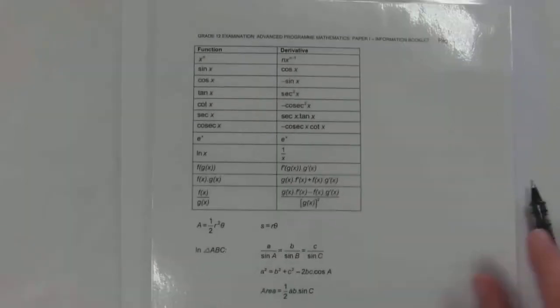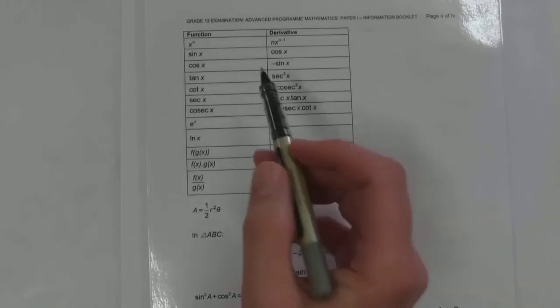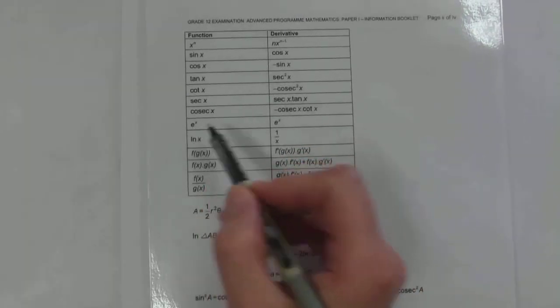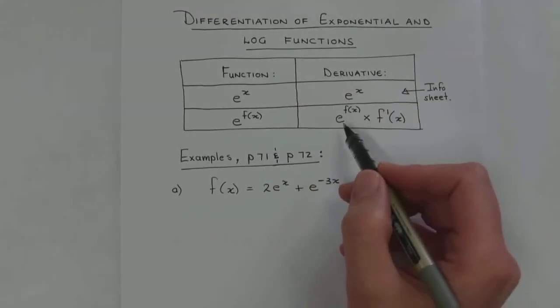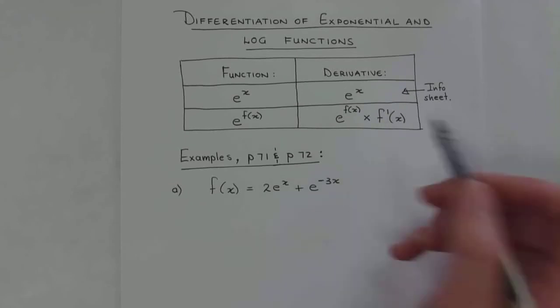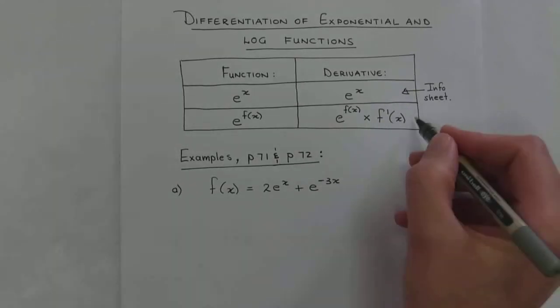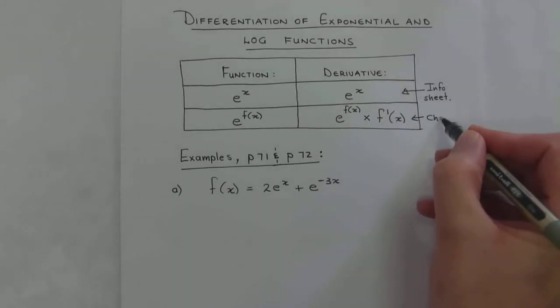So if you look at the formula sheet, sorry, there's a bit of a glare on there, you'll see we have e to the power of x, e to the power of x. What we do not have is e to the power of f(x), which becomes e to the power of f(x) times f'(x). That's directly from the chain rule.